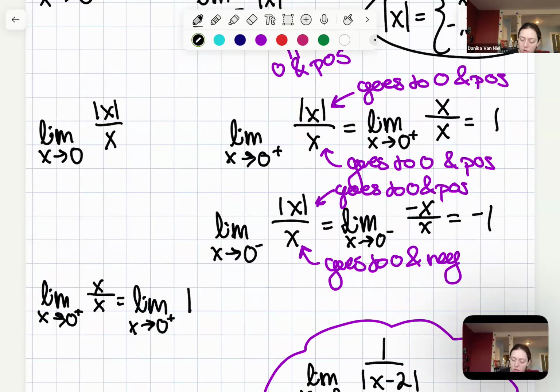So you cancel those, so you get 1, but x has nothing to do with 1, right? So this is just 1. So yeah, I apologize, I did skip that step, but that's secretly what's happening there. And so 1 is not equal to -1, so this one actually does not exist.